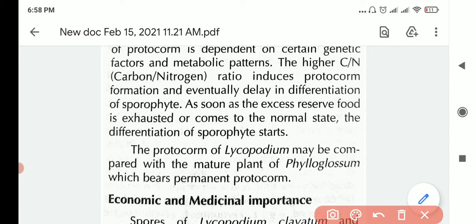So what he means is that because there's enough food in the gametophyte mother, the protocorm prefers to stay as a protocorm because there is enough food from the mother. There's enough carbon, enough nitrogen in the gametophyte mother, and it can behave like a protocorm. Why become a sporophyte? Because the sporophyte has to do everything on its own. It has to absorb water, photosynthesize, etc. But here, as a protocorm, it can depend on its mother. So as soon as there's no more nutrition in the mother, it has to grow up on its own and behave like a sporophyte.